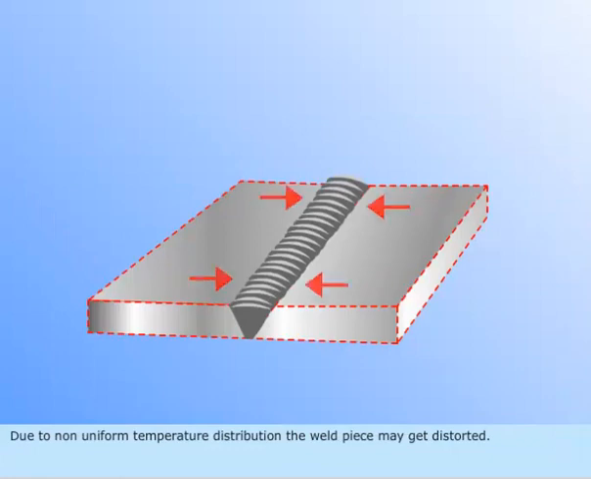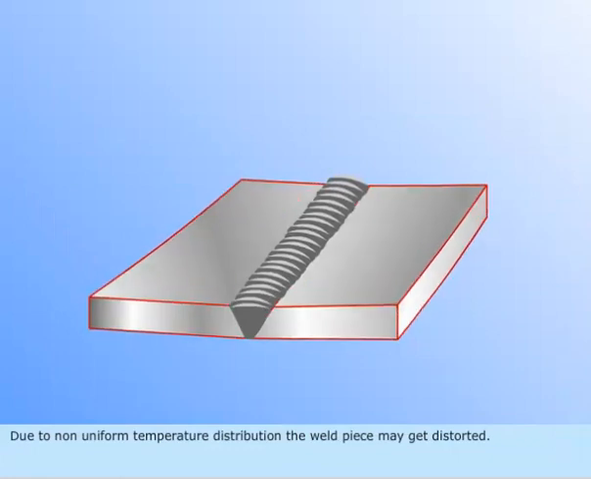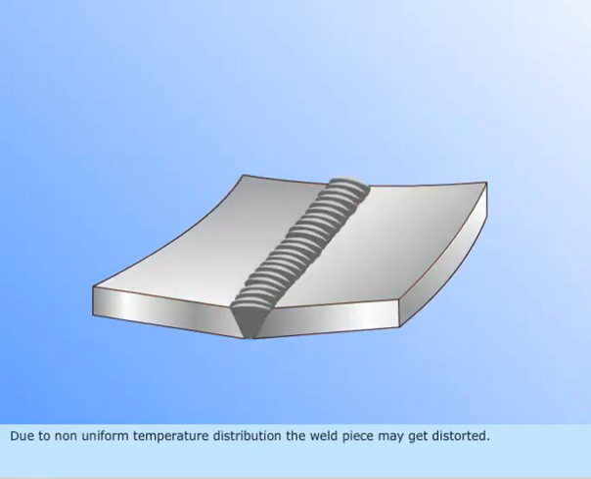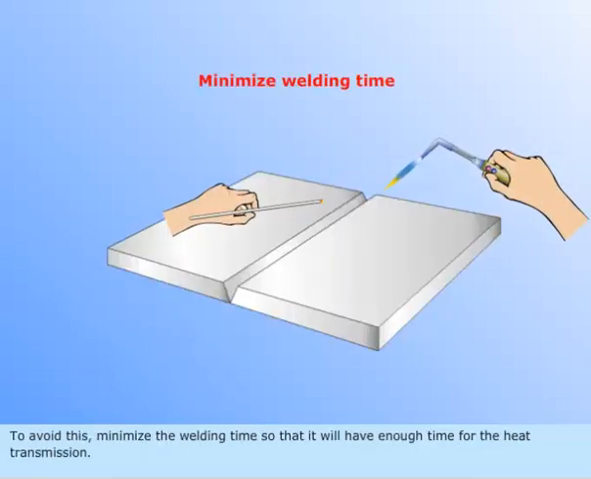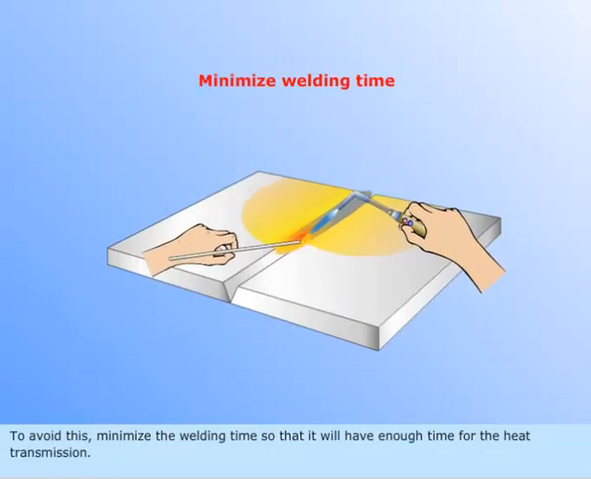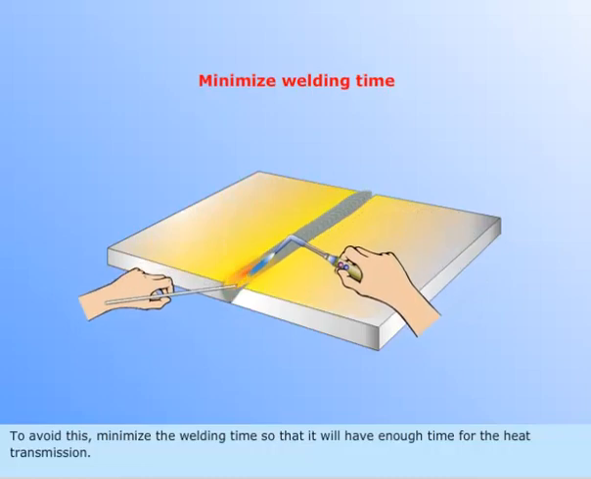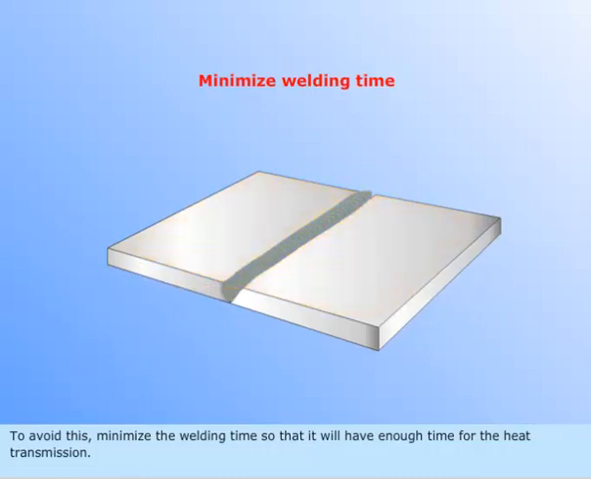Due to non-uniform temperature distribution, the weld piece may get distorted. To avoid this, minimize the welding time so that it will have enough time for the heat transmission.